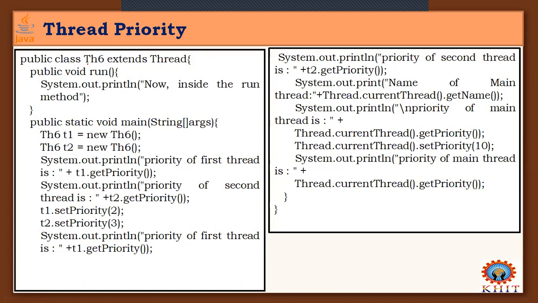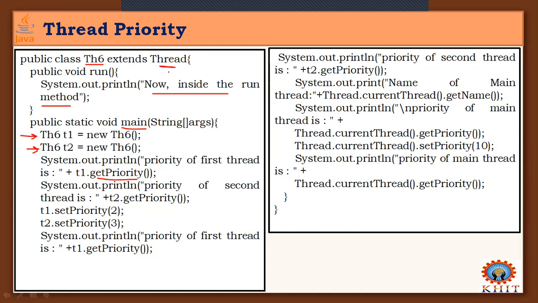So this is one simple example here, class Thread6, extending the Thread class. Inside the run method, you are indicating that the run method is entered by the calling thread. Inside the main method, I have created two threads of this class, th6: thread 1 and thread 2, and I'm getting the priority of the first thread, T1, by invoking the getPriority method of the Thread class.